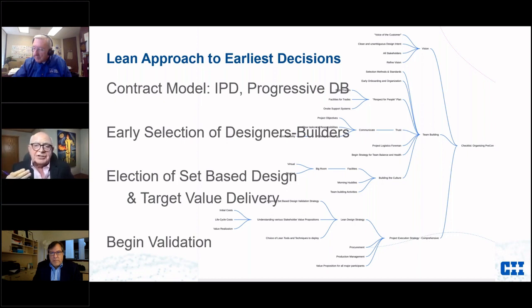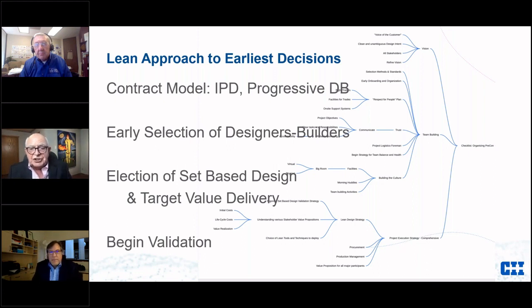We're looking at the selection method and standards for the team, early onboarding and organization of the team, and we tend to let teams self-organize. We develop in Lean a respect for people plan. How are we going to develop our on-site support systems and our facilities for the trades once we're in the field? What is our plan to develop a culture of respect and trust? And trust involves communication. So what are the project objectives and how do we communicate those continuously in our onboarding plan as new people come on? Because as the project moves along, it's developing and adding new folks. We want to keep them, we want to start a good culture and acculturate them as they come in.